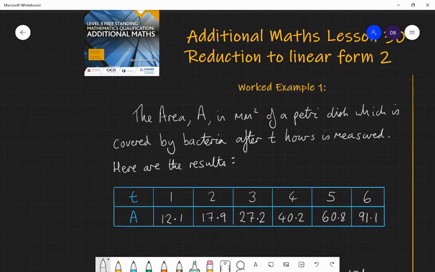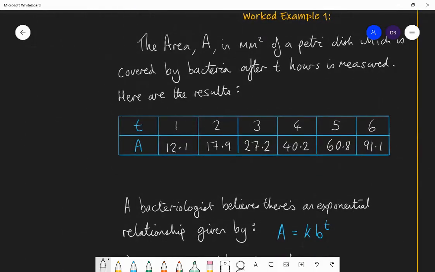A bacteriologist believes there's an exponential relationship given by A equals KB to the power of T, where A is the area, T is the time in hours, and K and B are just constants that we need to determine at some other point. So the bacteriologist just believes there is some exponential relationship between A and T. And the bacteriologist wants to know what that relationship is so they can predict future areas covered by the bacteria. If they know the time, they can predict the area because they know the equation.